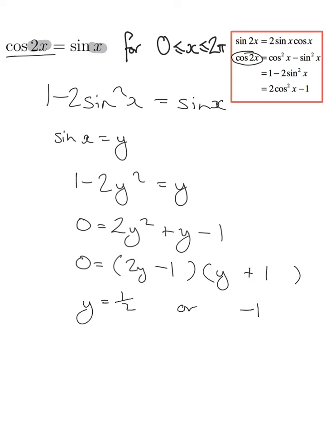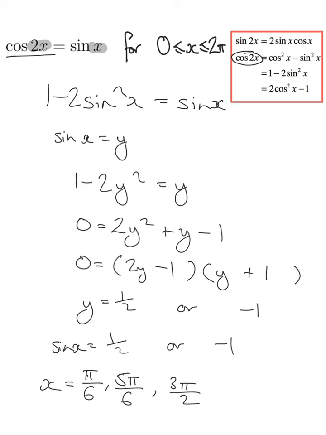Now let's go back to the trig. So sin x equals a half or negative 1. If sin x is equal to a half, we can think on the exact values that we've got about the fact that that's going to be 30 degrees or pi over 6 radians. Sine is also positive in the second quadrant, which will give me 5 pi over 6 as my second answer. And then sin x is equal to negative 1 when x is equal to 3 pi over 2 radians. And that's all of my solutions.